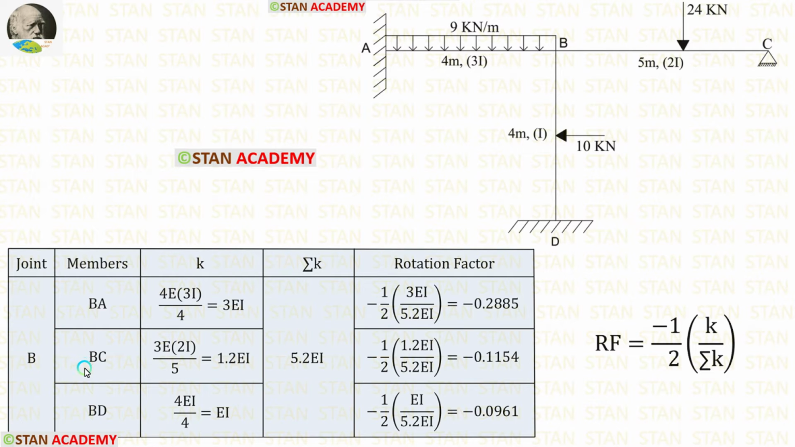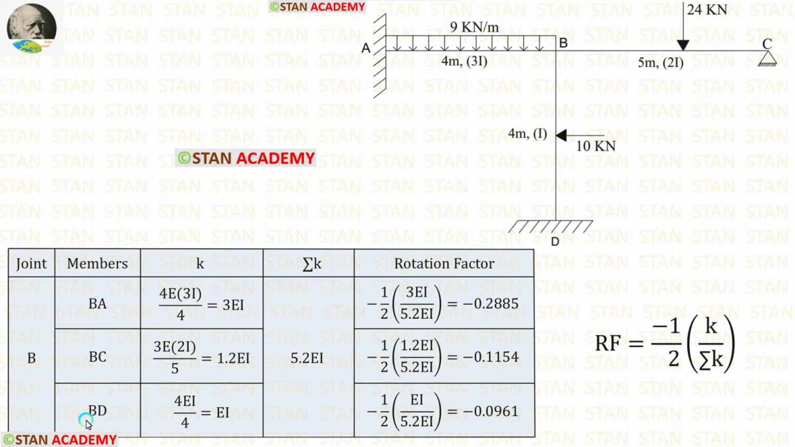Now let us find the stiffness for BC. For that, from the joint B, we have to look at the point C. In the point C, there is a hinged support. If the far end is hinged, the formula for the stiffness is 3EI upon L. For BC, the moment of inertia is 2I. So instead of I, we have to apply 2I. Length of BC is 5 meter. Let us apply that. Finally, for the stiffness of BC, we are getting 1.2 EI.